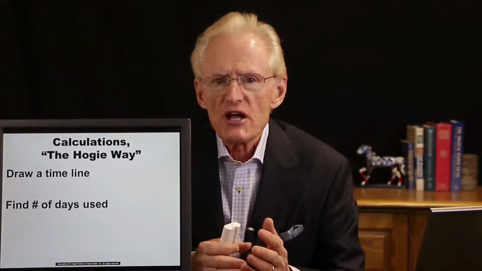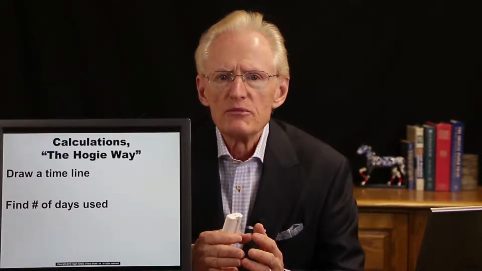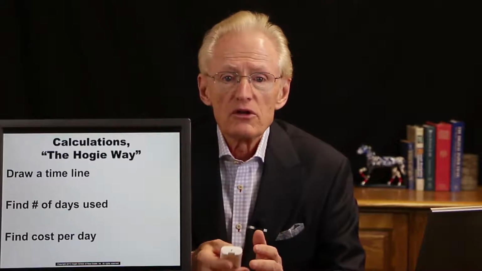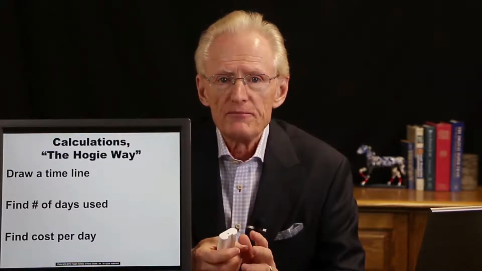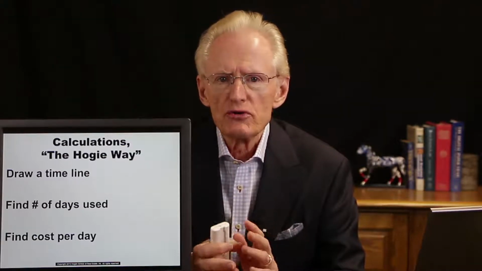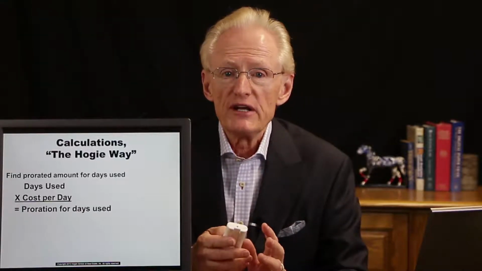Secondly, this next step is to find the number of days used, or find the time used, but typically that boils down to the number of days. Third, find the cost per day. How many dollars or cents per day will be charged to the buyer or to the seller? The next step is to find the prorated amount for the days used. So what you do is you take the days used that you've calculated, and you multiply that by the cost per day, and that gives you the proration for the days used.